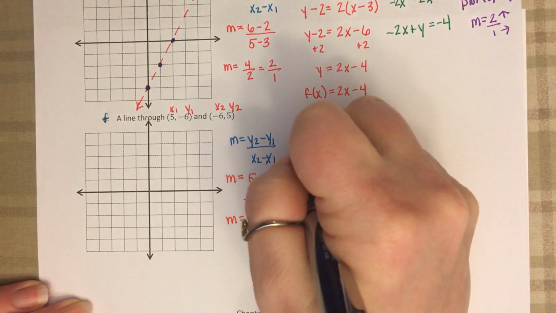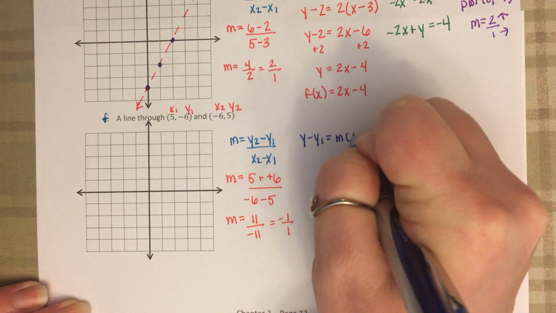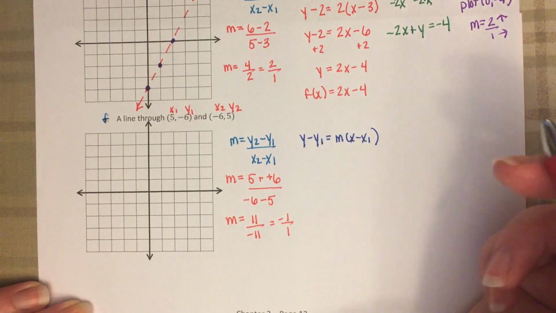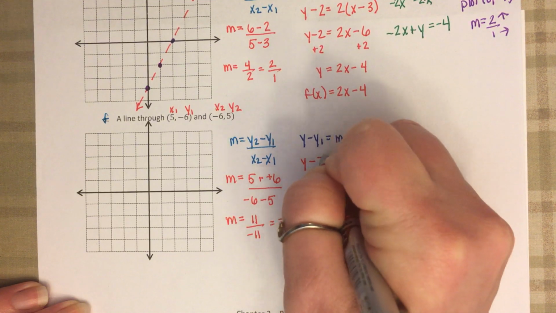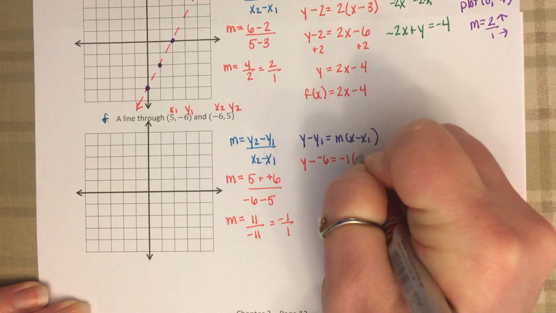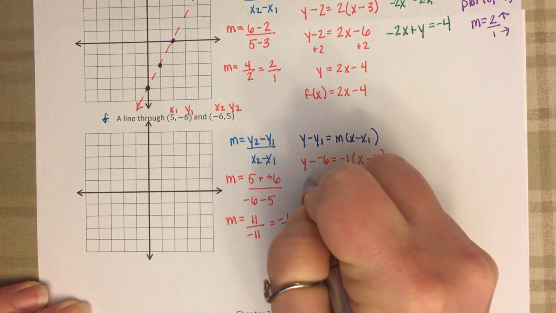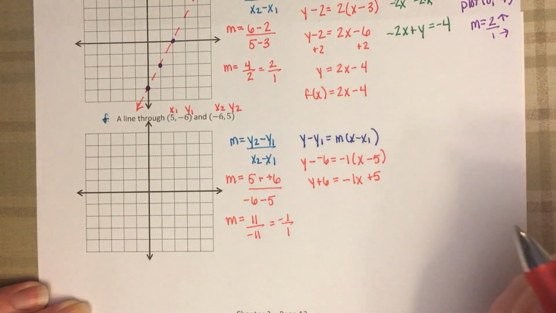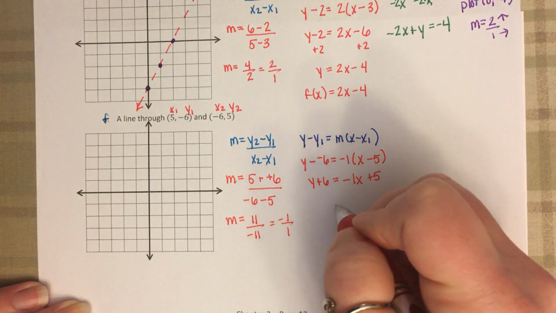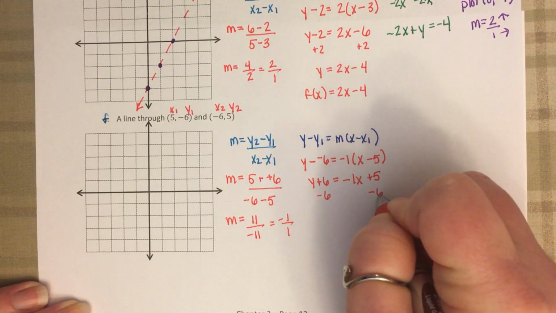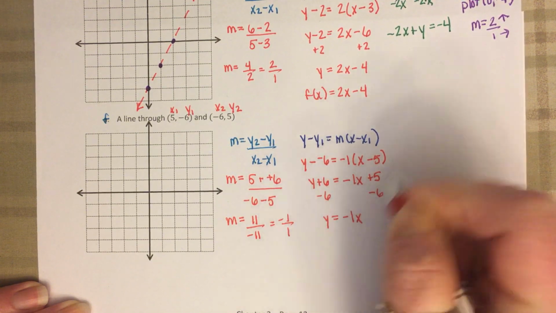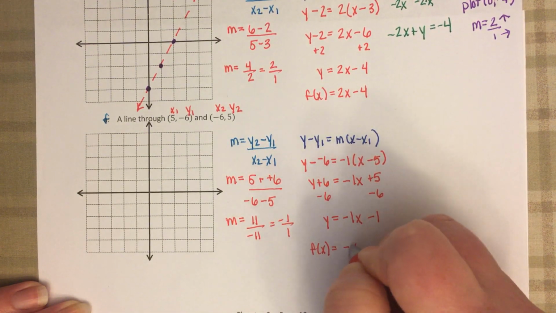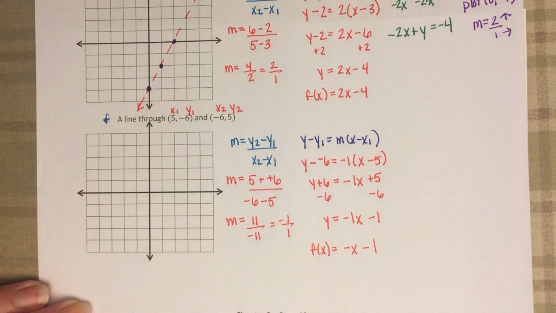Right. Now that we have our slope, we can use our point slope form. So y minus y1 is equal to m times x minus x1. Y minus negative 6 is negative 1 times x minus 5. This gives us y plus 6 is negative 1x plus 5. We're going to subtract 6 from both sides. Y equals negative 1x minus 1. In function form, we can write f of x equals negative x minus 1.